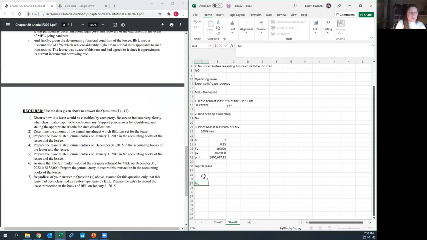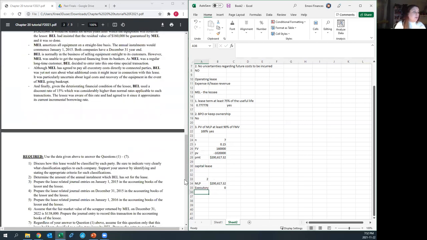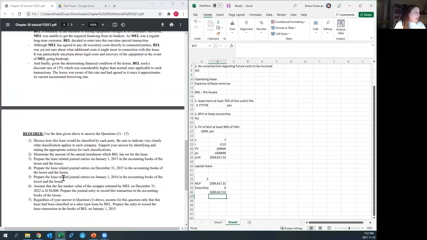So our minimum lease payment is 200,617, and executory cost is 0. They're supposed to pay it, but they don't know how much. So your annual lease payments are 200,617. For 3, prepare the lease-related journal entries on January 1st, 2015 in the accounting books of the lessor and the lessee.